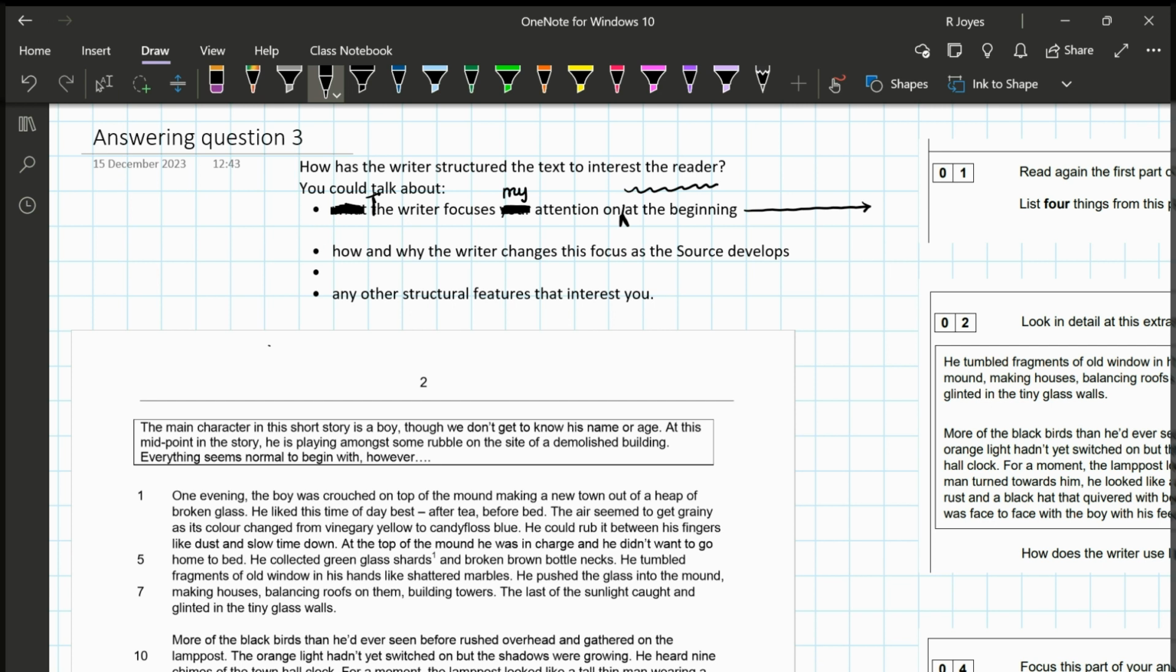If we look at the second bullet point, we've got our sentence starter for our second point. How and why the writer changes this focus as the source develops. So again, make it a capital letter. The writer changes this focus, and we can add in the word "to", and add it in as the source develops, because, and then we can continue our answer.